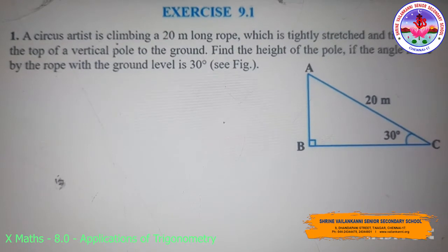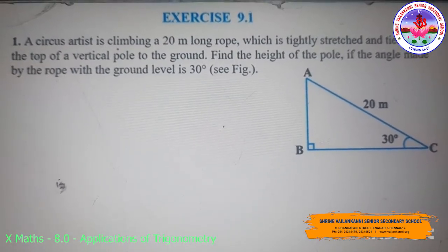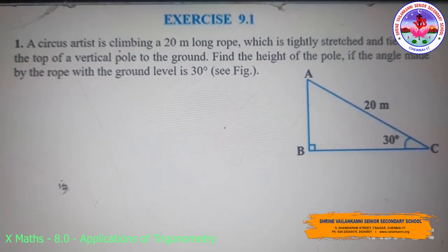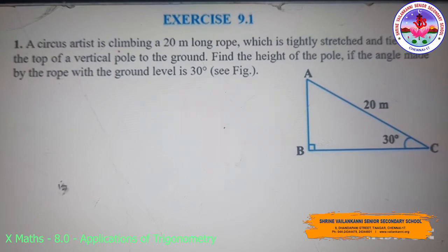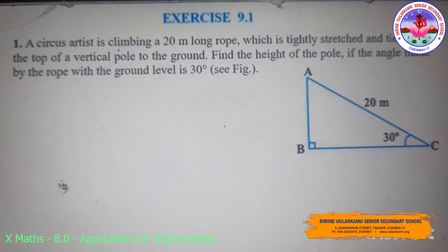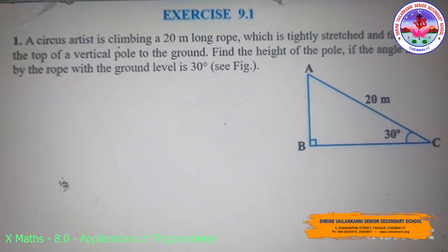Now coming to exercise 9.1, first question. A circus artist is climbing a 20-meter long rope which is tightly stretched and tied from the top of a vertical pole to the ground. Find the height of the pole if the angle made by the rope with the ground level is 30 degrees.